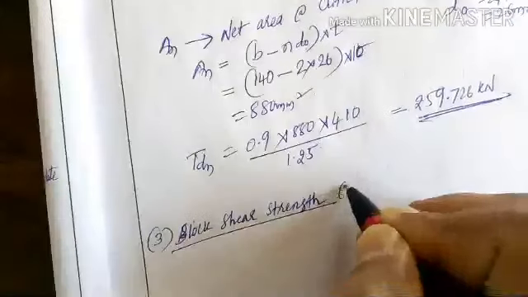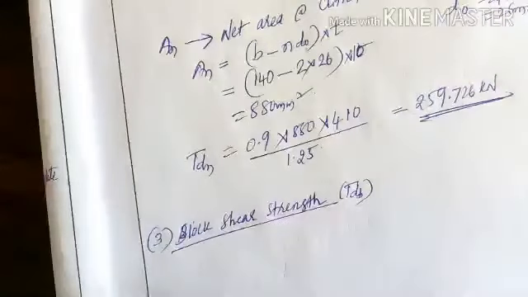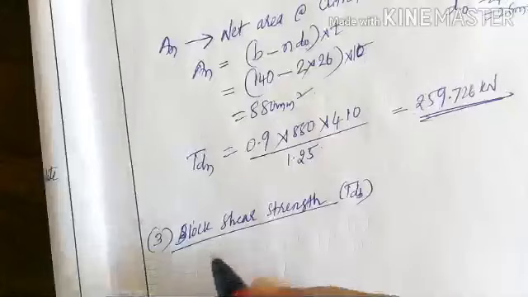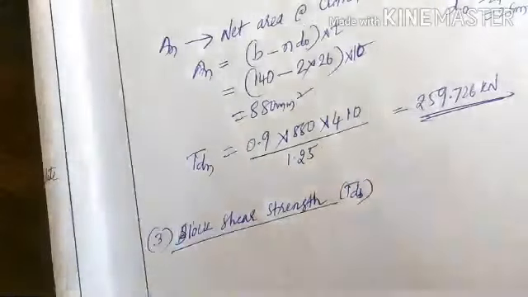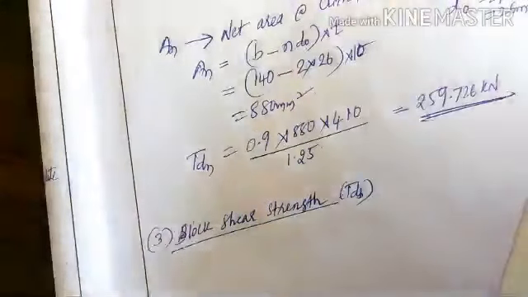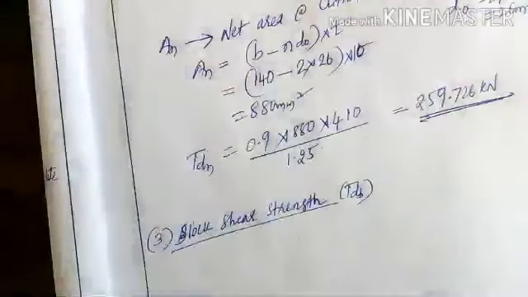Block shear strength, that is TDB. To calculate TDB, we have a formula, TDB1 and TDB2. I'll show it in the code book, that is page number 32. You'll be having a formula here. I'll show you these formulas. So you'll be getting TDB1 and TDB2.